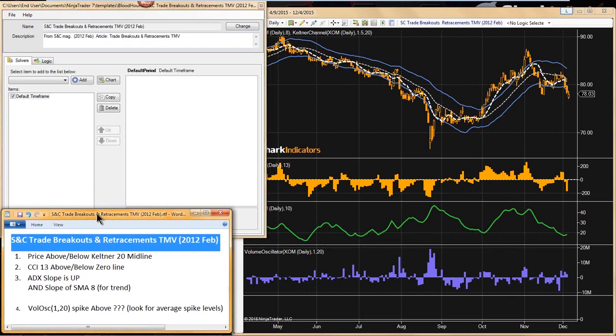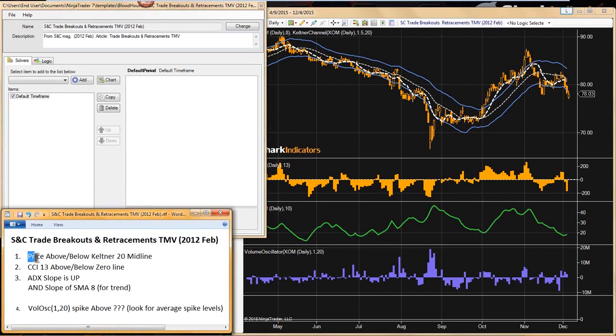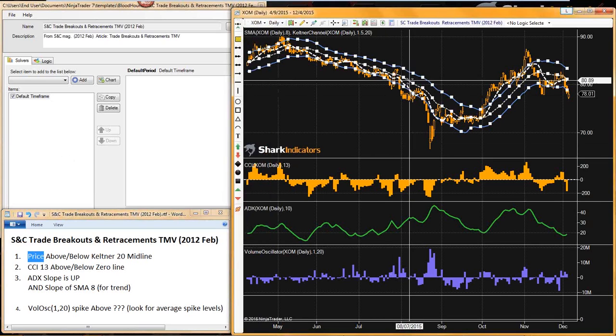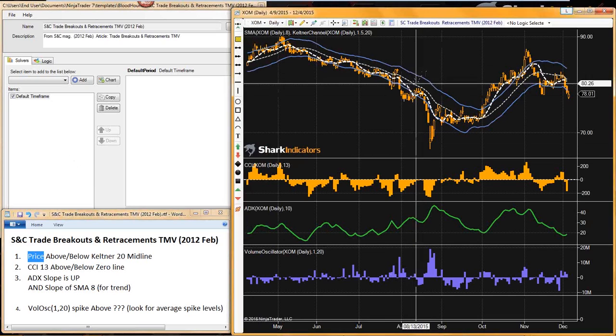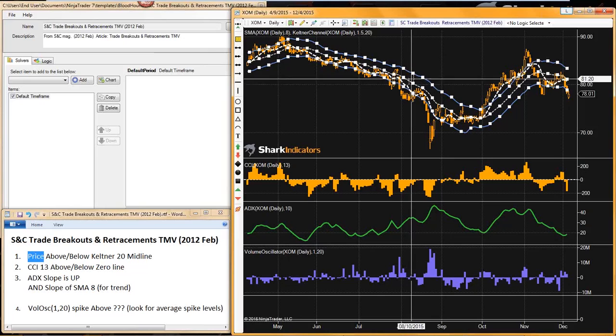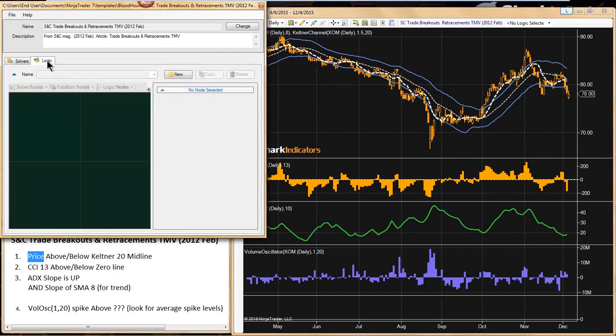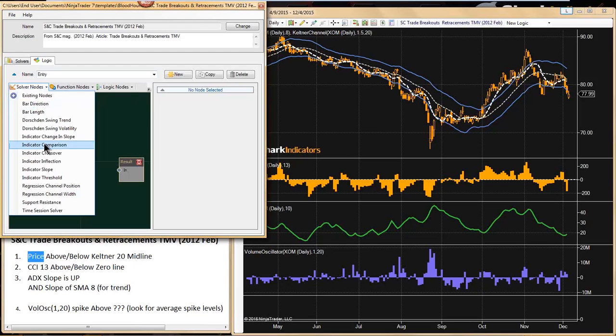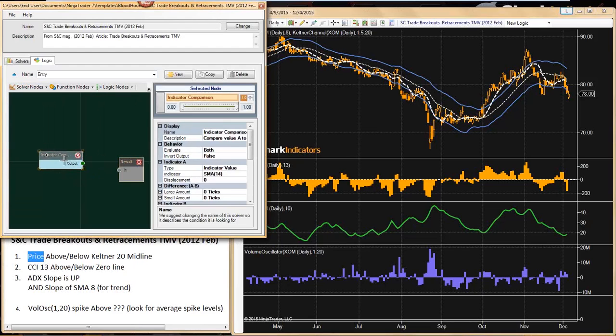And let's get to rule one. All right, rule one. So we're just going to check to see if price is above or below the Keltner 20 midline. Right, so those are our Keltner, and the midline is the dashed gray line there. So let's start working on the logic board here. I'll just rename the logic template there to call it entry. And we're doing a comparison, so let's grab a comparison solver. Connect that up.